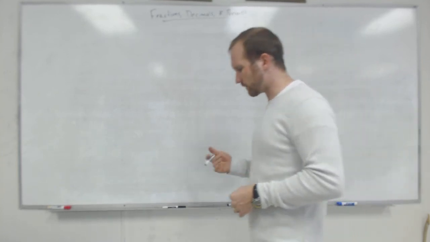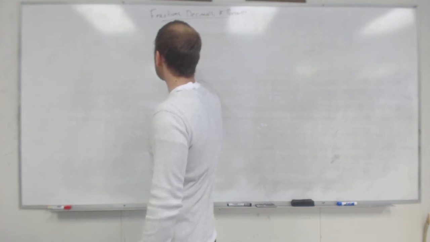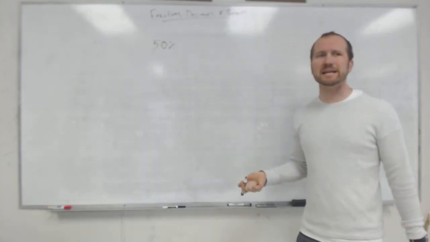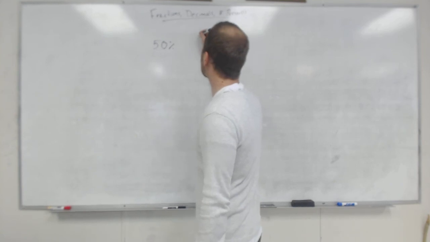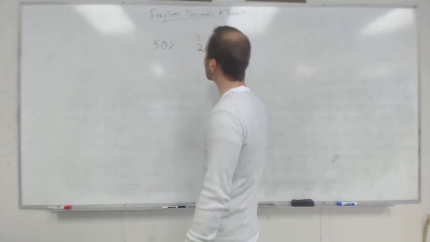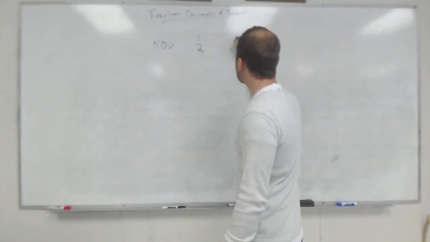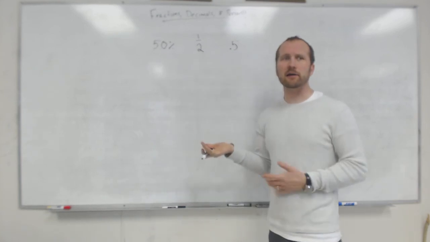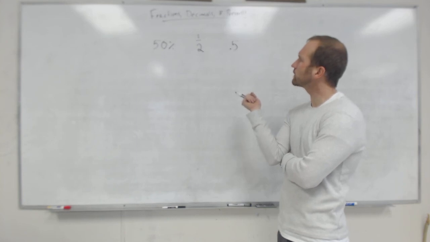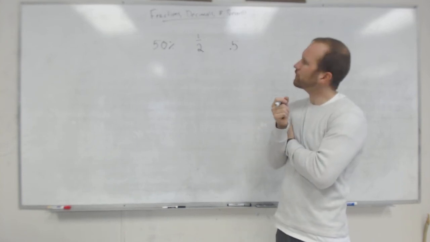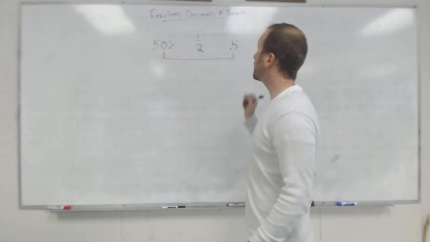So let's say I started with something like 50%. What does 50% mean? What is it saying? Yeah, it's saying as a fraction 1/2. Or as a decimal 0.5. These are all different ways of saying half. But how do we get from one form to the next? How do we do that? Well, the easiest relationship to see is the relationship between percent and decimals.